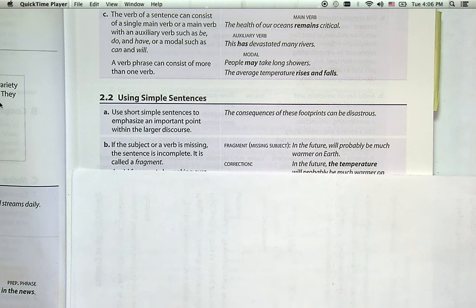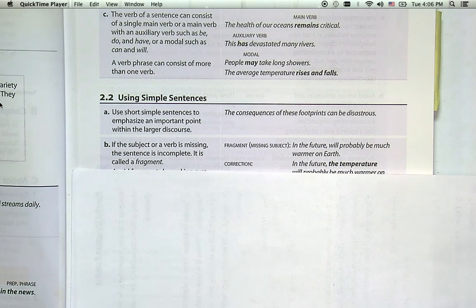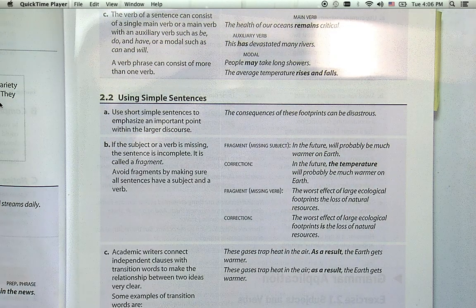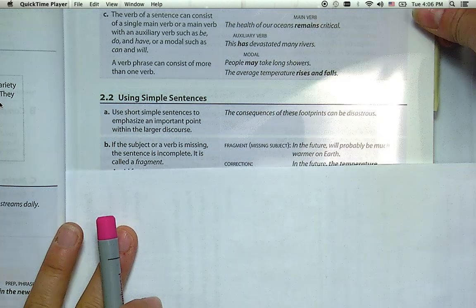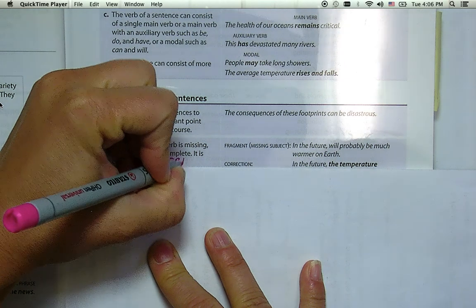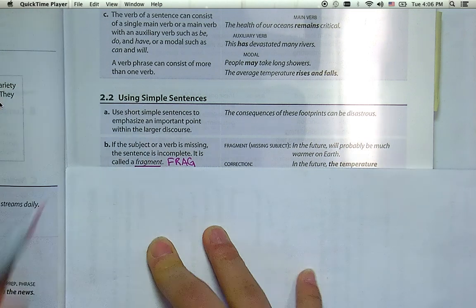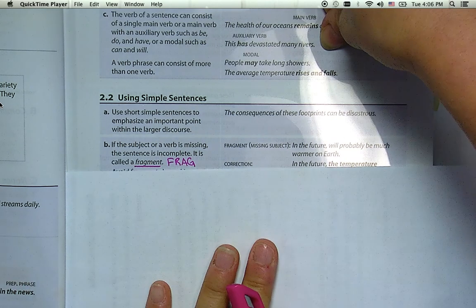If the subject or a verb is missing, the sentence is incomplete. We call that a fragment. And this is really important because this is something that I see from a lot of students. Can you see this? I hope it's not too shiny. So if I see a fragment, I usually write frag, for fragment. A fragment means it's either missing a subject or it's missing a verb. It's incomplete. Or it could be missing both, or part of a subject or part of a verb, but it means it's an incomplete sentence, and usually the problem is the subject and verb.